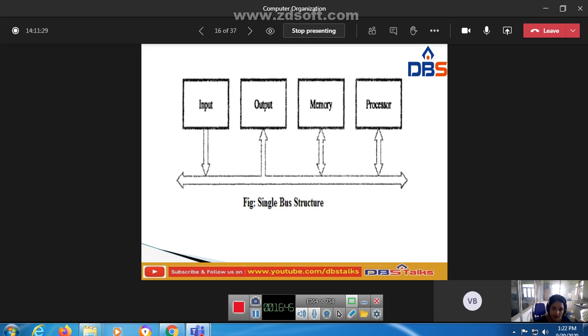Whatever connection devices we are having, they are connected in a single bus. Input, output, memory, processor, these are connected in a single bus line, a straight line. Since the bus can be used for only one transfer at a time, only two units actively use the bus at any given time. Bus control lines are used to arbitrate multiple requests for use of one bus.